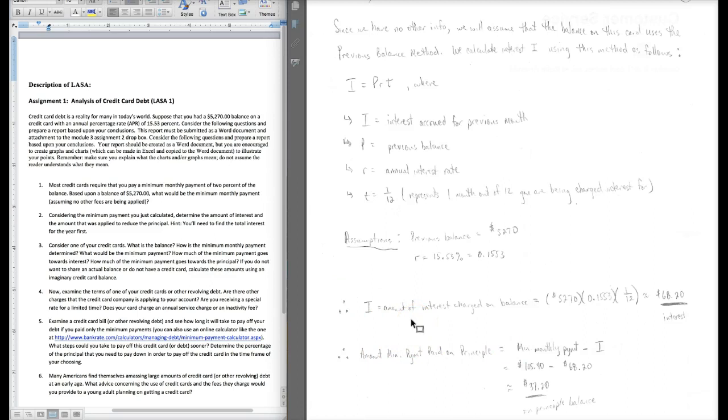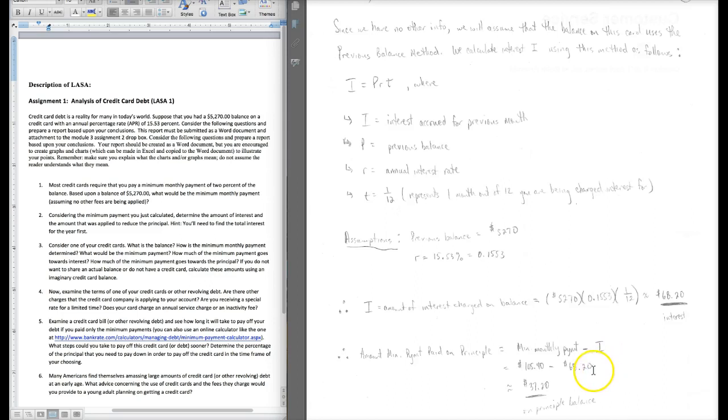Now, the part that's important to us is that here we need to figure out what portion of our $105.40 payment is going to go towards the principal and what's going to go towards interest. Well, we know that out of the $105.40, $68.20 goes towards interest. So that's what the bank or the credit card company gets, okay? And so if we subtract that from the $105.40, then we see that only $37.20 actually goes on the principal balance to bring this balance down, okay?